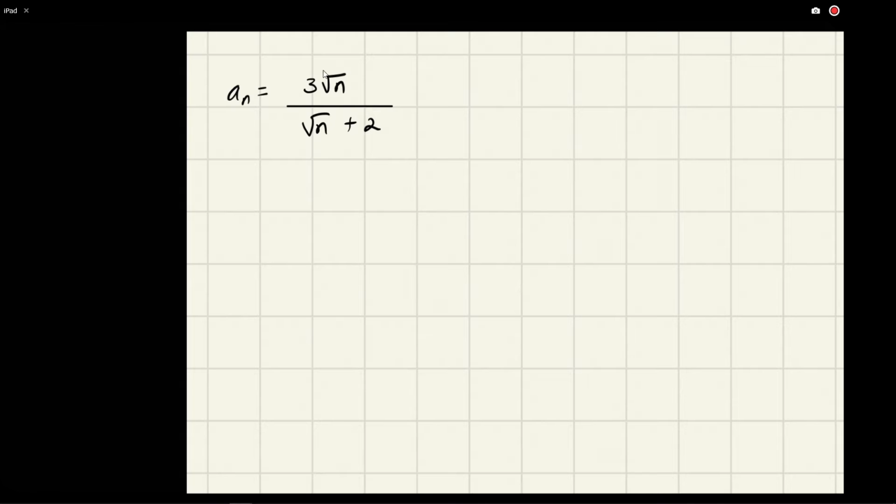So they have root n's here trying to look kind of scary, but we can just treat root n as the highest power of n in the denominator. So if we divide everything by root n, we'll wind up at an equivalent fraction. We'll wind up at 3 over 1 plus 2 divided by root n, right? Because 3 over root n, the root n's cancel out. This root n over root n gives you 1, and 2 over root n is just this.